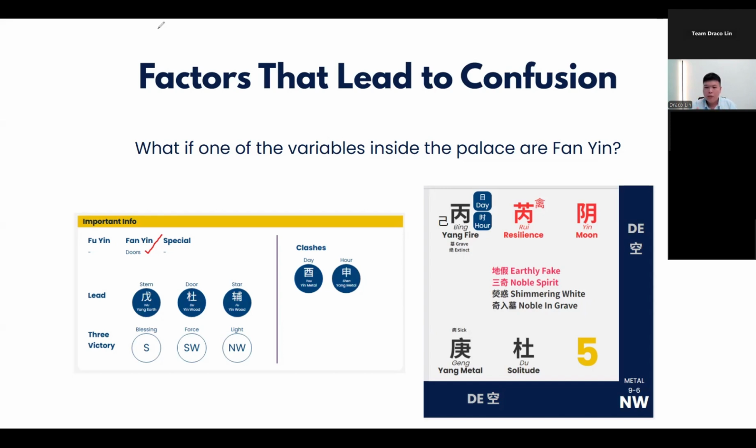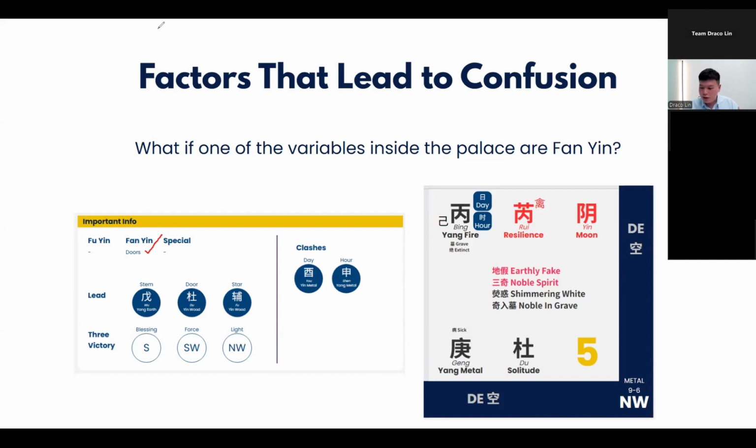Okay. So basically, if you have one part of the variable having a Fu Yin, that Fu Yin is only tagged to that variable. All right, let me read this question. What if one is Fu Yin but another one is Fan Yin? You see, this is also a very good question. If, let's say, my stars are Fu Yin and my doors are Fan Yin, there are two different stories inside this chart. That's the beauty of playing Qimen.